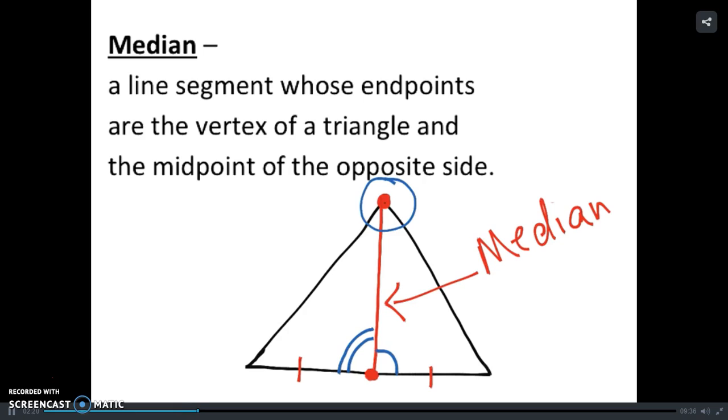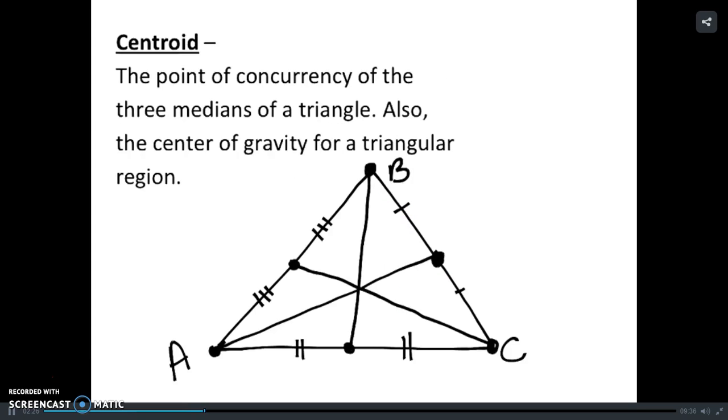Now, if you draw a median from every vertex to the opposite side, then you are going to get 3 lines that intersect, and they are going to intersect at what's called the centroid. The definition of a centroid is the point of concurrency of the 3 medians of a triangle. It's also the center of gravity for a triangular region. So if any of you have ever played with the little eagles where you can balance them on your finger, right on their beak, that's actually using this idea of a centroid.